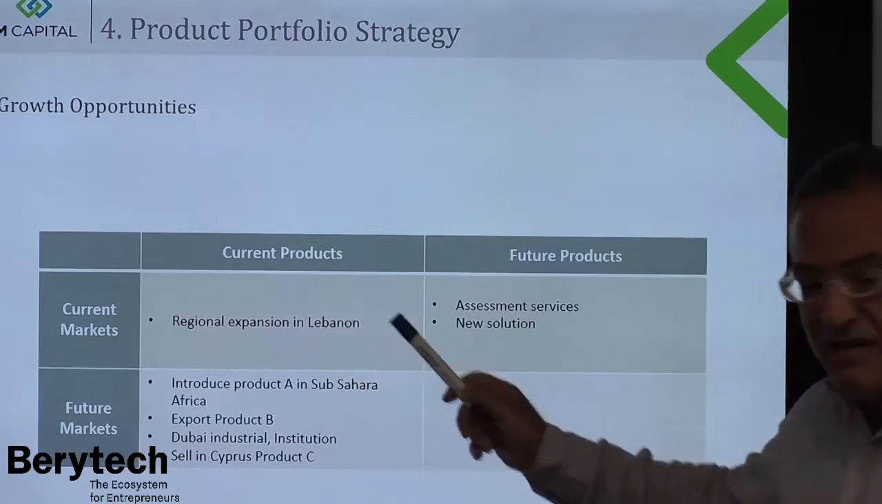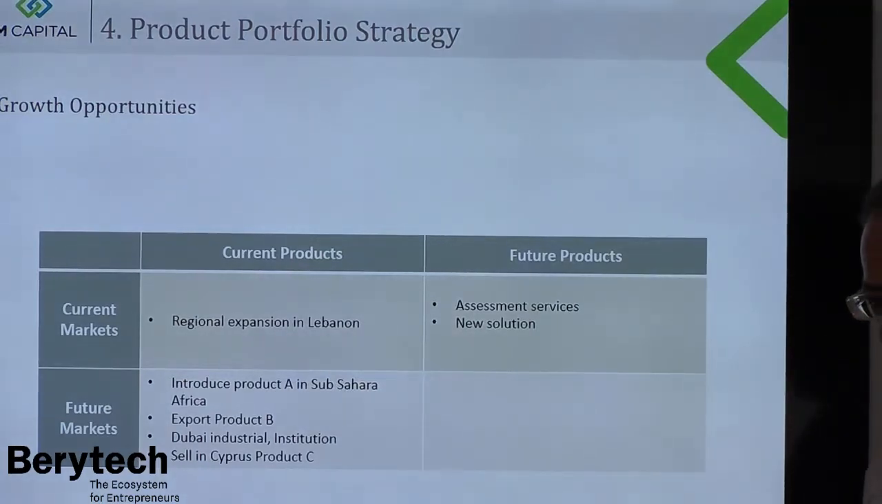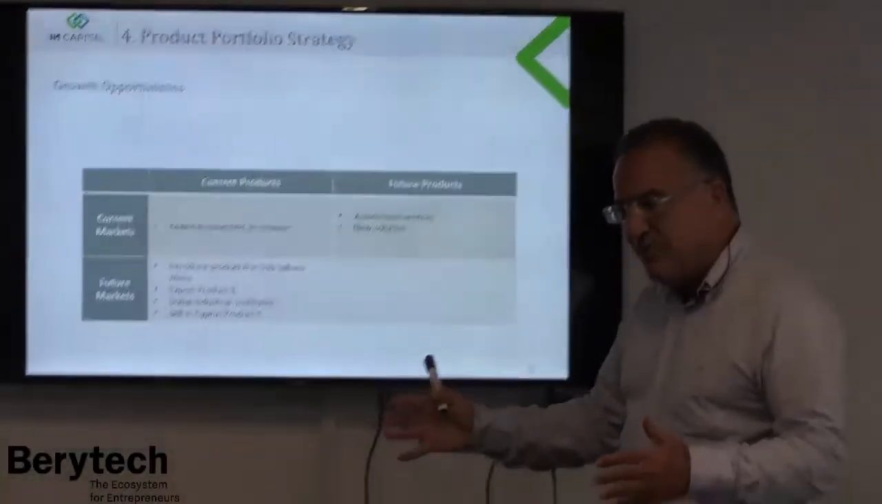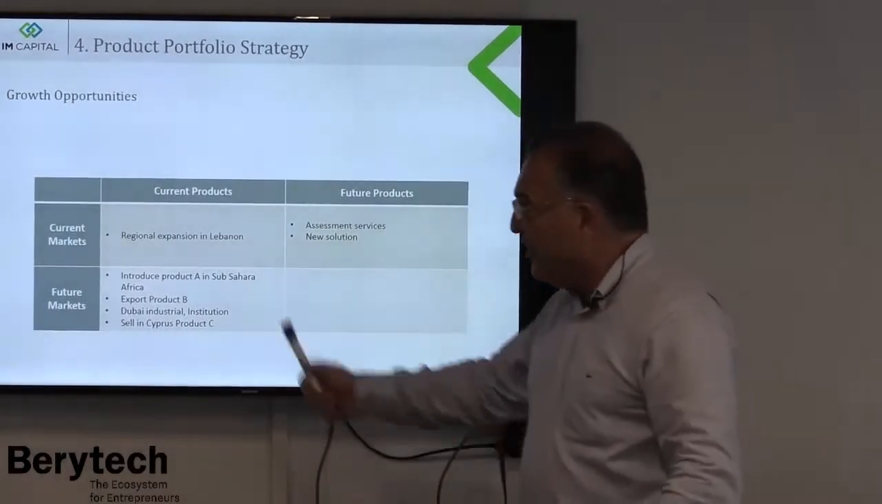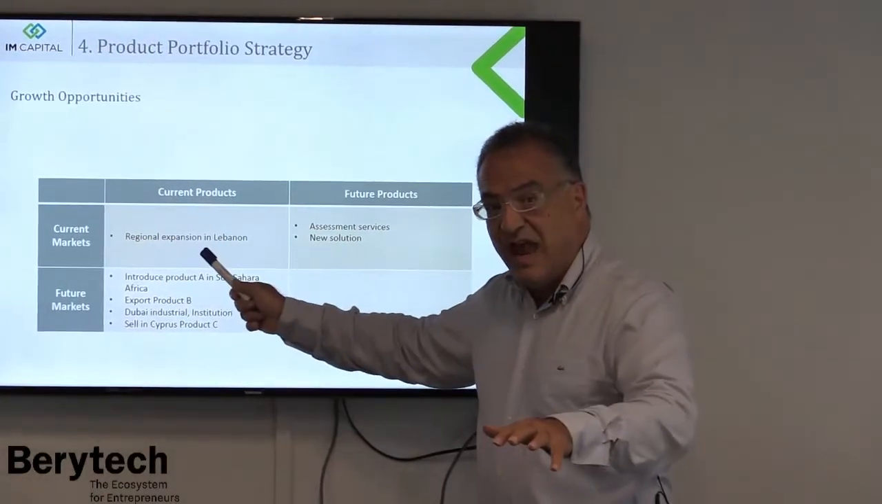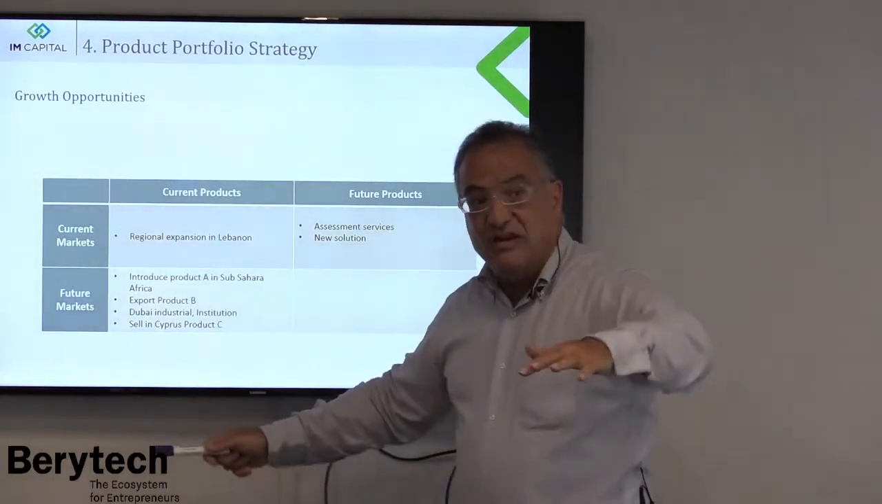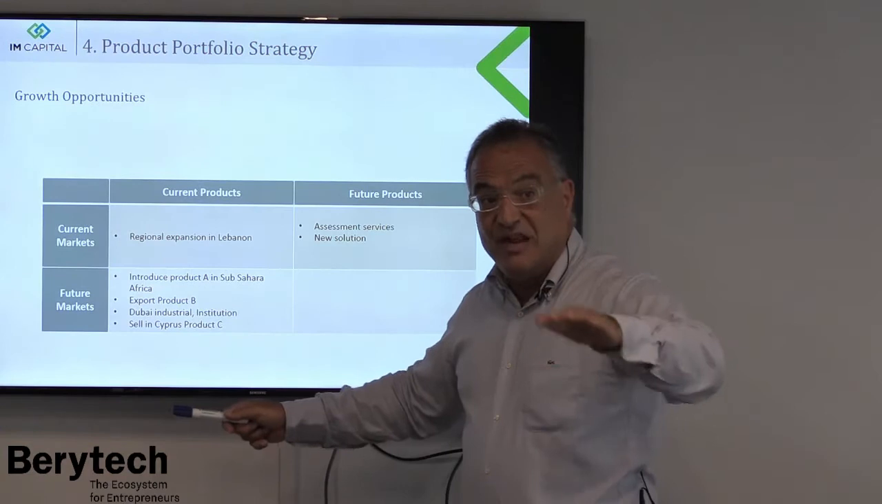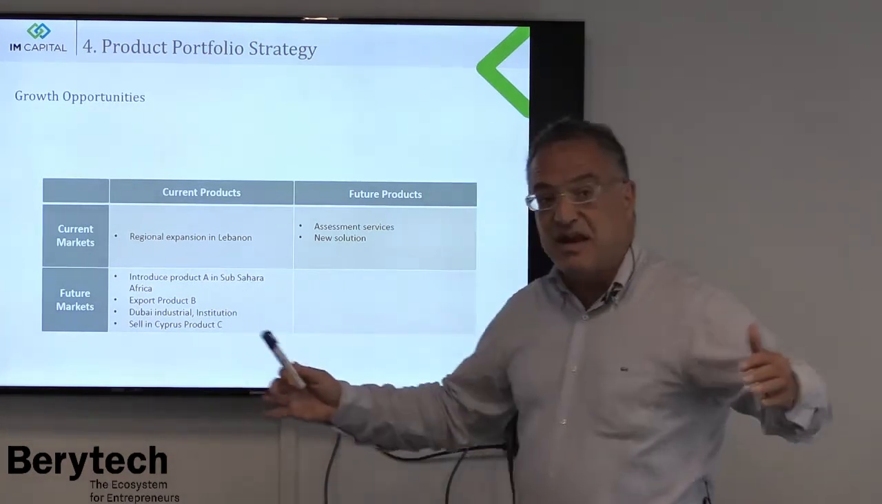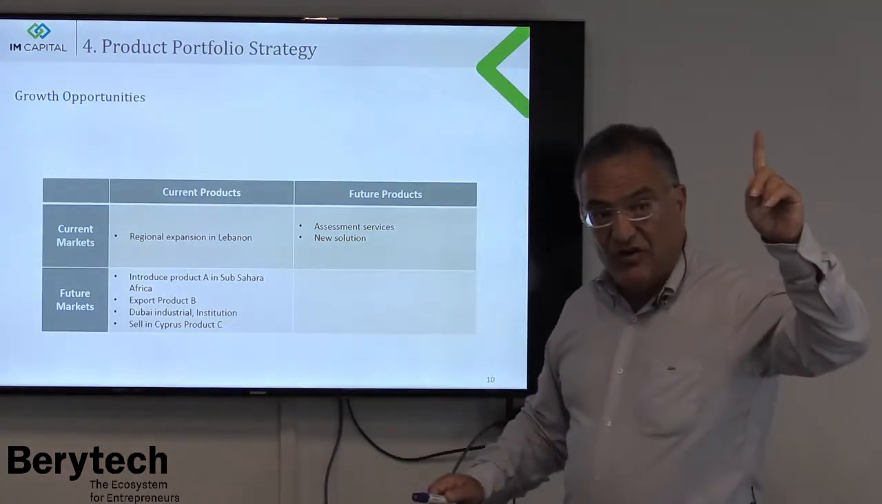So here they have expansion. They're pretty much in Beirut today. Now what they want is to be in the south, in the Bekaa, and in the north. So this is using current products that they have, photovoltaic cells to produce electricity, in current markets, which is Lebanon. So how do they do it? They do it by expanding outside Beirut, and this is one of the strategies they're going after.